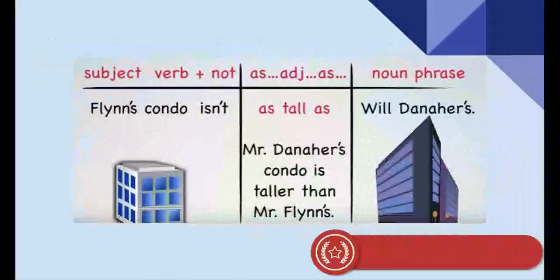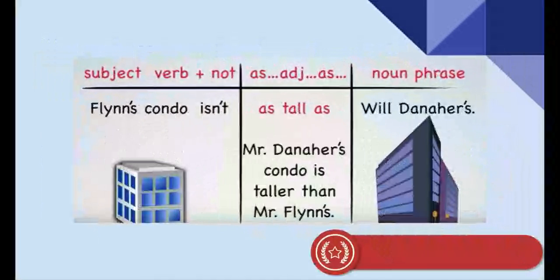Flynn's condo is not as tall as Will Danaher's. Or Mr. Danaher's condo is taller than Mr. Flynn's. If you see, Flynn's condo has 3 floors. But what about Will Danaher's? Well, we know that it has at least 6 floors, so it's double, right? Flynn's condo is not as tall as Will Danaher's.